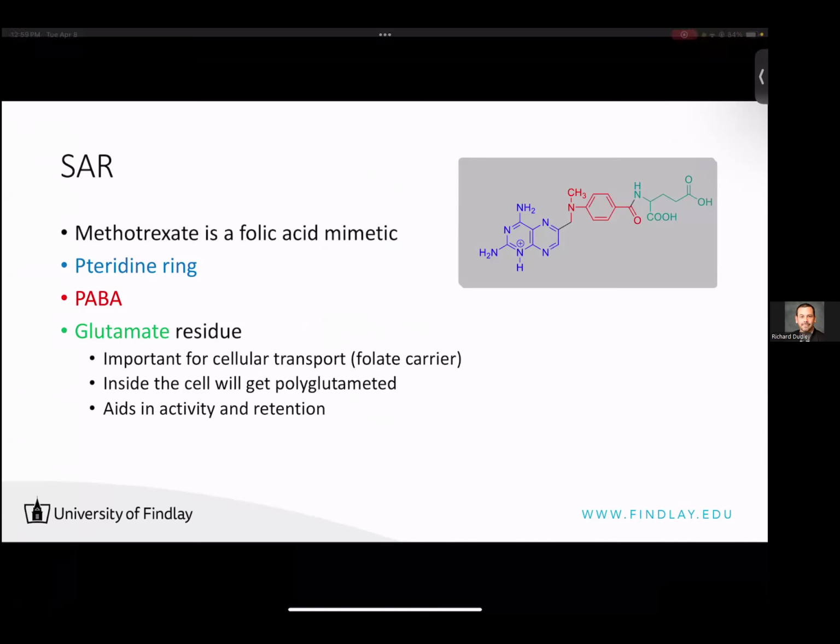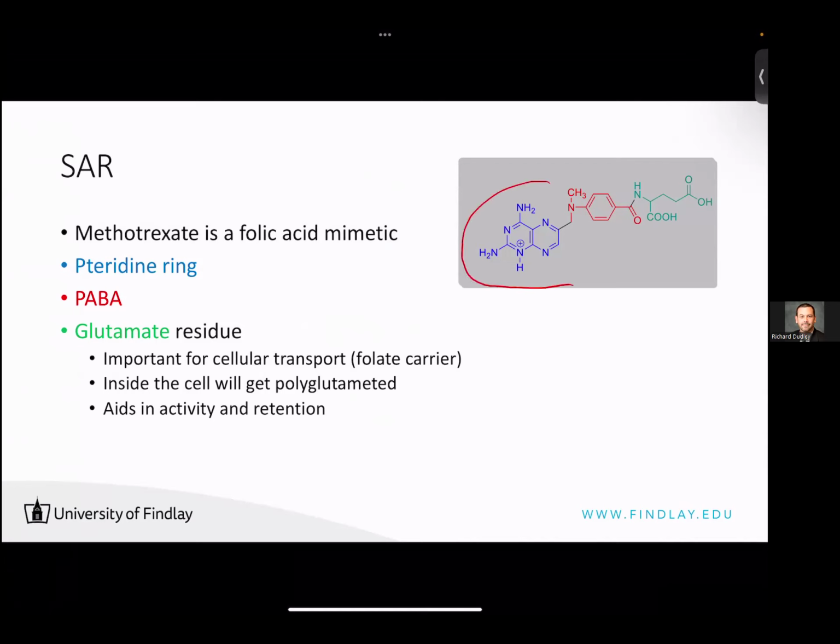Okay. Structure-activity wise, since methotrexate is a folic acid mimetic, you would expect it to have similar parts to folic acid, and it absolutely does. In blue, what you'll see here is what we refer to as a tyrosine ring. Methotrexate has a tyrosine ring. Folic acid has a tyrosine ring.